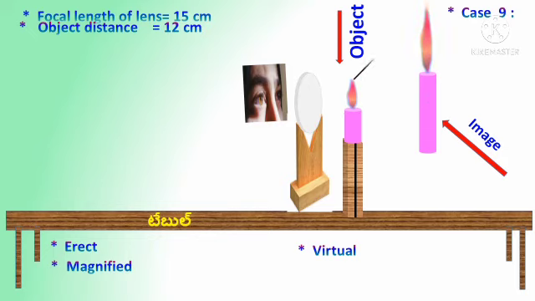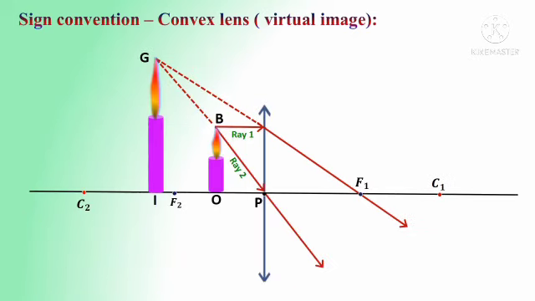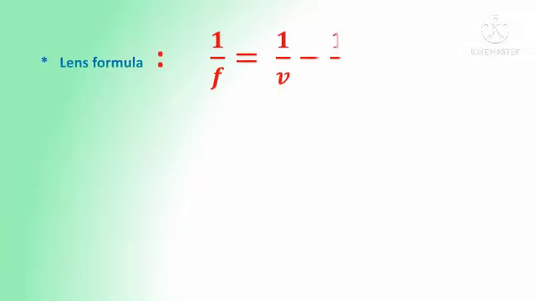Focal length of the lens is 15 centimeters. Object distance is 12 centimeters. That time we will find out the image is virtual. Sign conventions. Then the last case, the distance between object and image is very near. That time we will find out the virtual distance. Lens formula.